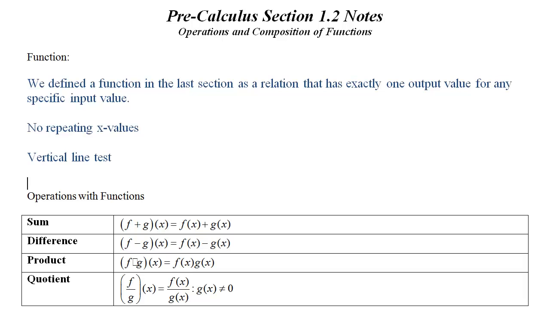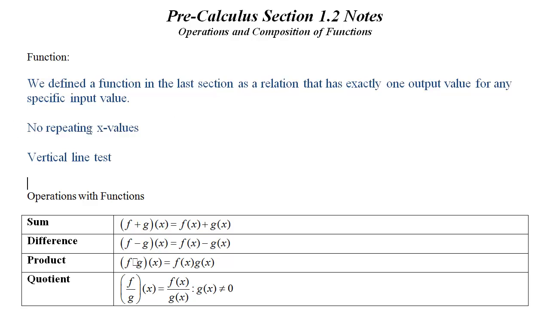Okay, so this section is about composition of functions. And we'll start off again with functions. We defined them in the last section as really just any time we have a relation, a pairing of x and y's, where there's exactly one output, one y value for any given input, any given x value. So if you put in an x value, there's only one possible y that you will get out.